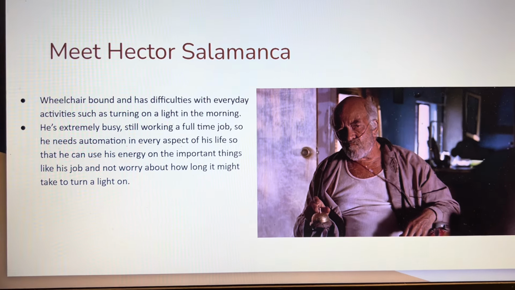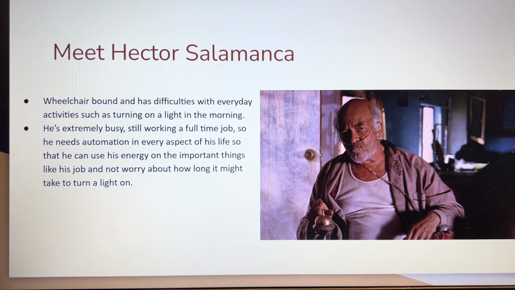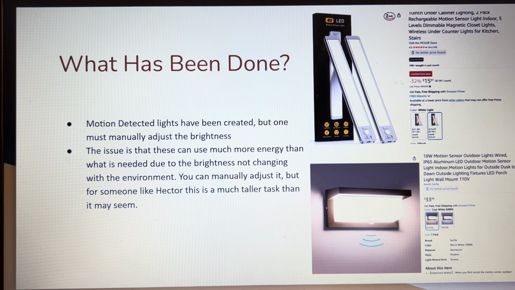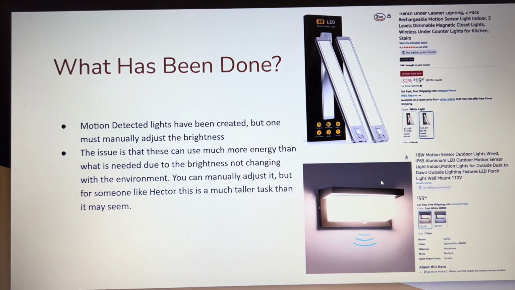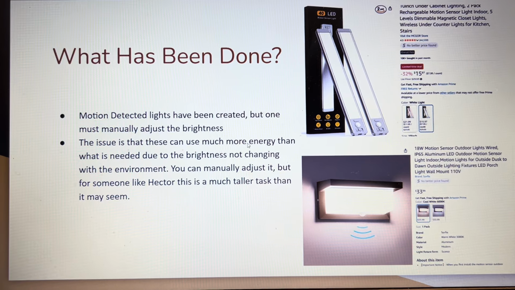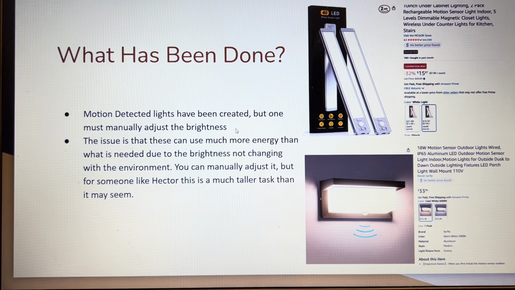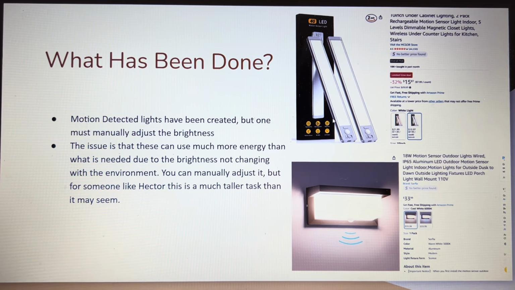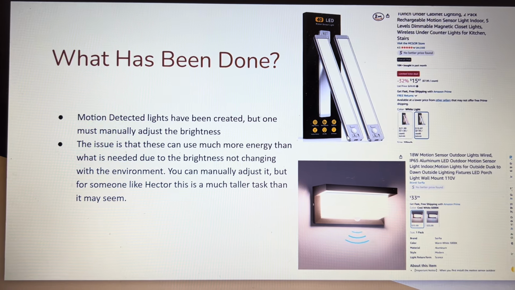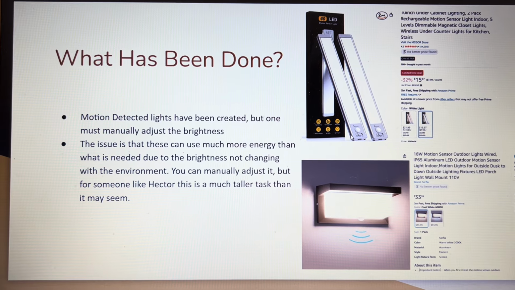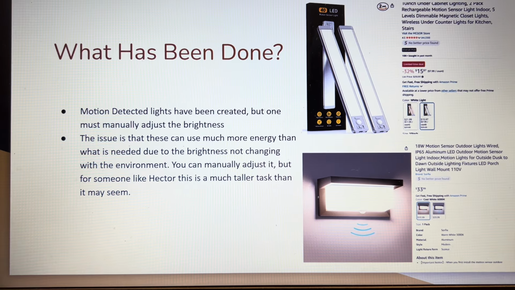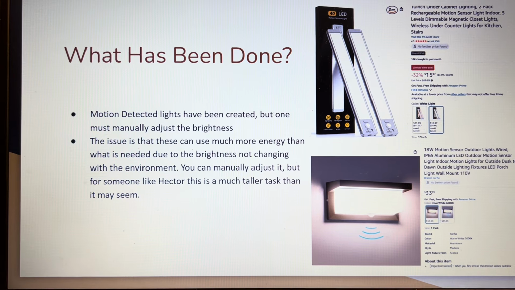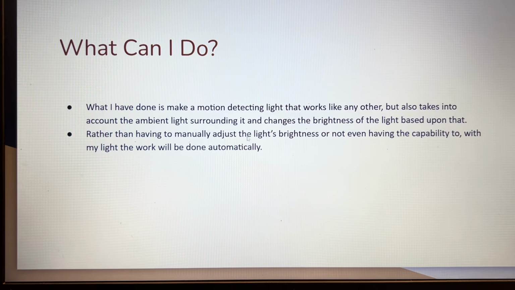He's extremely busy, so he needs to save his energy and time on the things that really matter, not just turn on a light. So what's been done? As you can see, there are these motion sensor lights, but part of a light is the brightness, and yes, these lights turn on with the motion, but to adjust the brightness, you have to do it manually, and that kind of takes away the feat that is these motion sensor lights, because yes, they do turn on, and that's great, but if you want to adjust the brightness, which is something you're probably going to want to do in a home setting, because you're not always going to want these really bright lights, that's a pretty big factor. So what can I do?